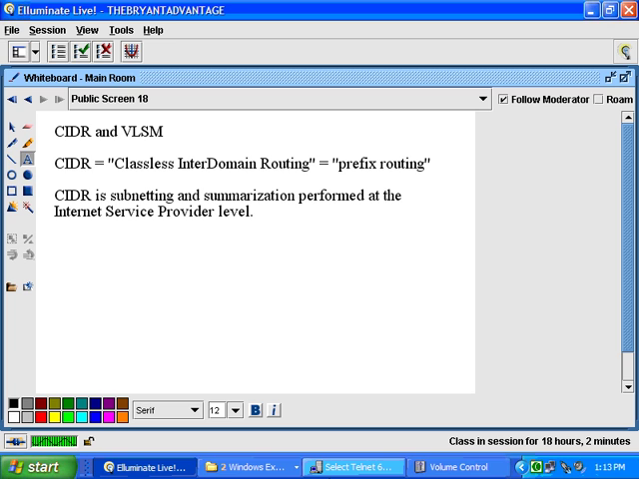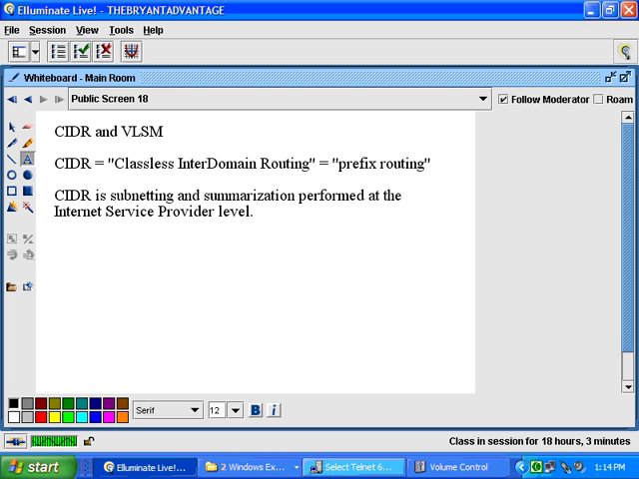Finally, we're going to talk about CIDR. CIDR is classless interdomain routing, and classless interdomain routing is prefix routing. Okay, it's two names for the exact same thing. And there are some really long-winded explanations of what CIDR is out there. So I have summarized for you right here. Speaking of summarization, this is what CIDR is. All it is is subnetting and summarization performed at the Internet Service Provider level. That's it. That's what it is.